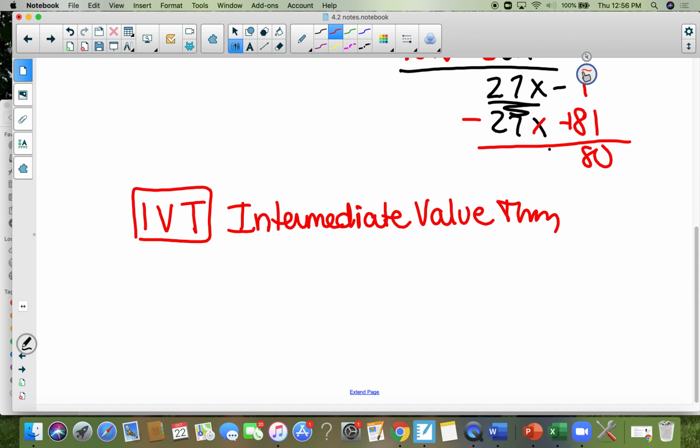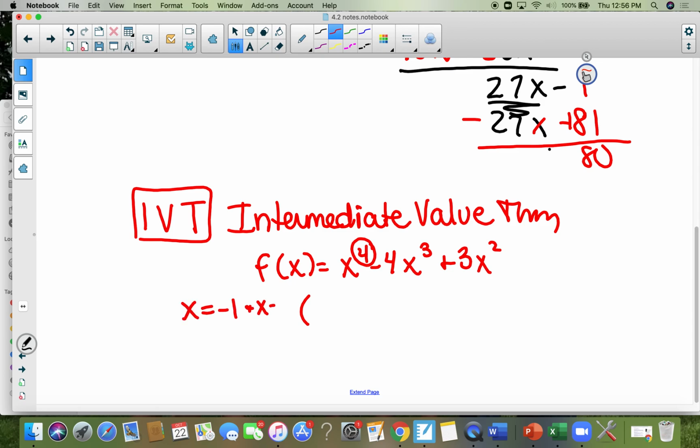It says that some f of x function, x to the fourth minus 4x to the third plus 3x to the second. There are 4 answers to this problem, and they're asking you let x equal a negative 1 and let x equal 2. So what you're going to do is put a negative 1 in, and then put a 2 into the equation.